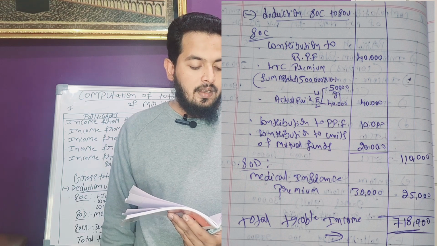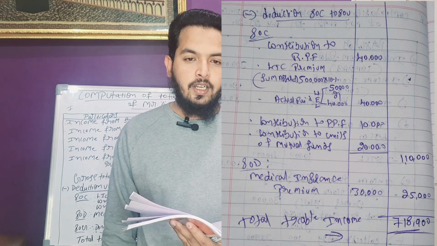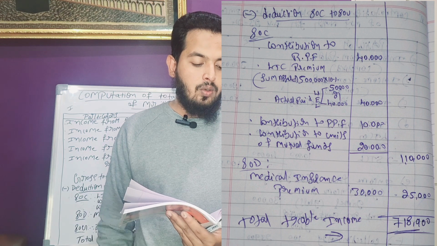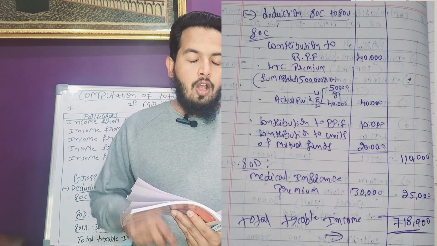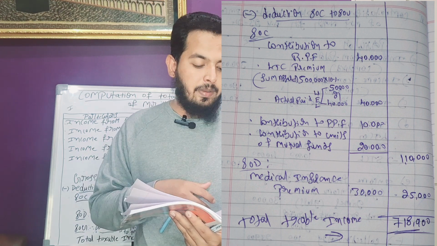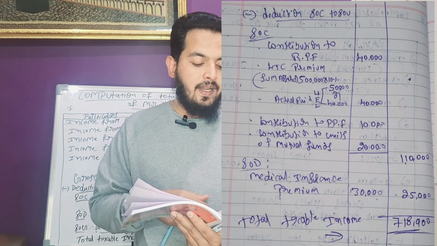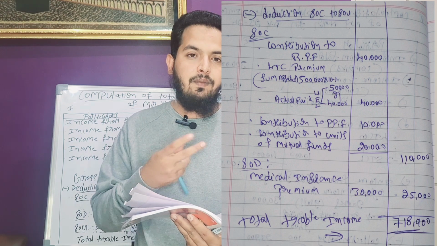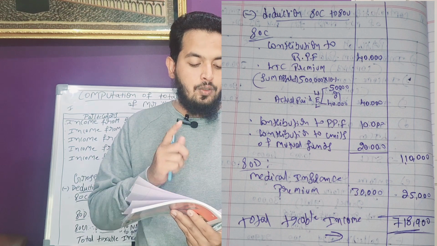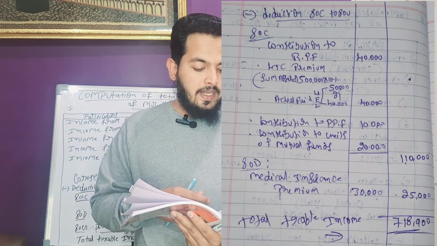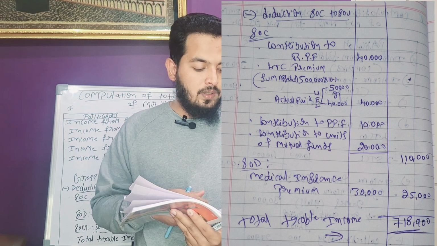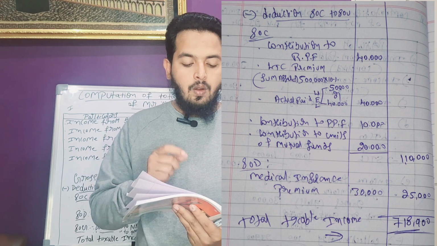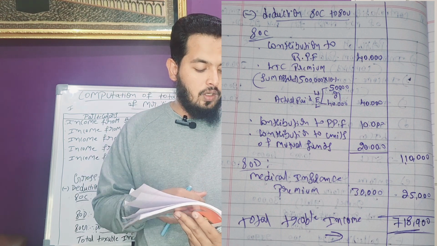Under 80C, contribution to RPF rupees 40,000, LIC premium, sum assured 5 lakh. So in this case, on the sum assured you have to take 10%: 5 lakh 10%, 50,000, or actual premium paid 40,000. Which one is less, 50 or 40? 40. Take this to the first column. Then contribution to PPF 10,000, contribution to units of mutual fund 20,000. Make the total 1,10,000 in the outer column.